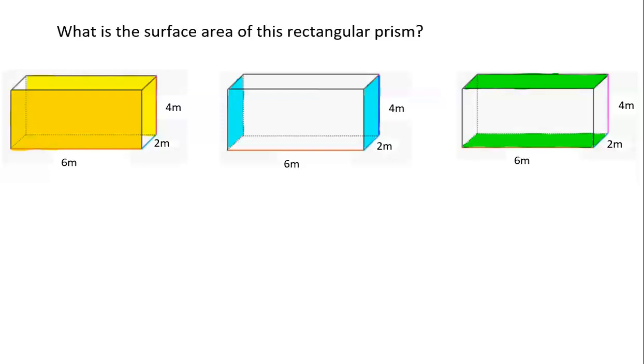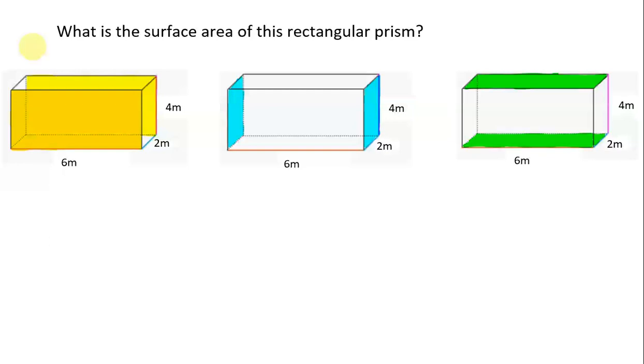Let's talk about rectangular prisms. So a reminder, a rectangular prism is a three-dimensional shape where all of the faces are rectangular. Some examples include tissue boxes, cereal boxes, anything else that has all of the faces that are rectangular in shape.